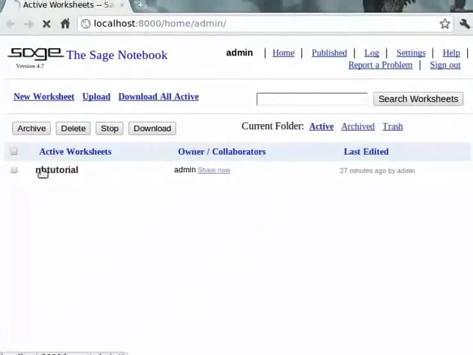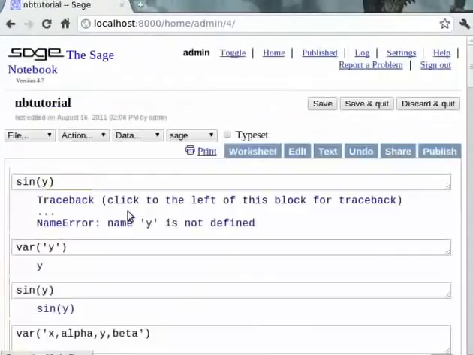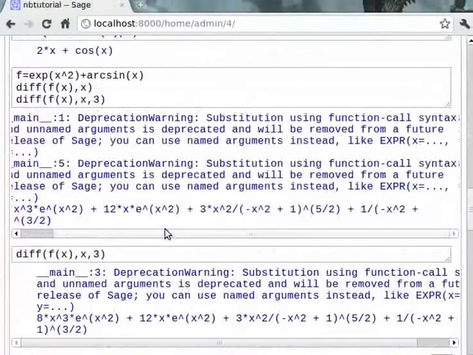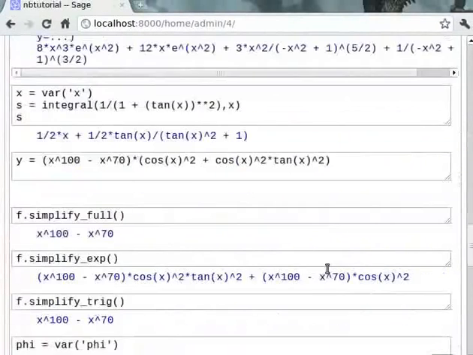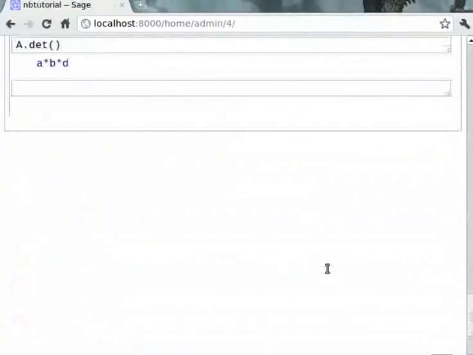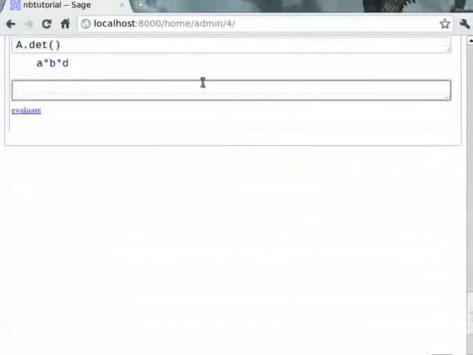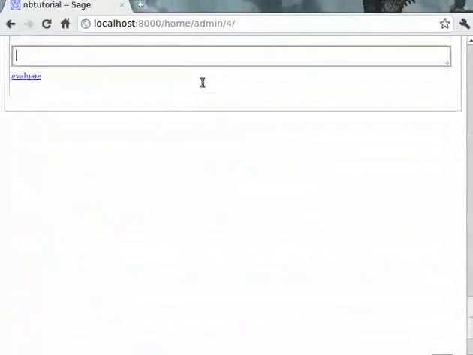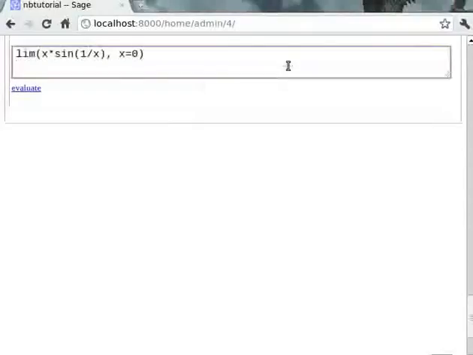So to find the limit of function x star sine 1 by x at x is equal to 0, we say by typing it lim within brackets x star sine within brackets 1 by x comma x is equal to 0. We get the limit to be 0 as expected.